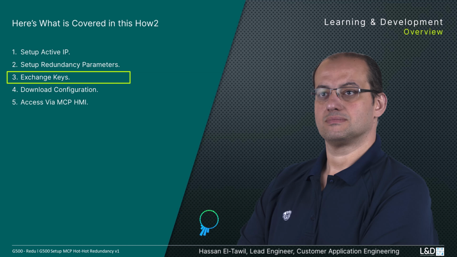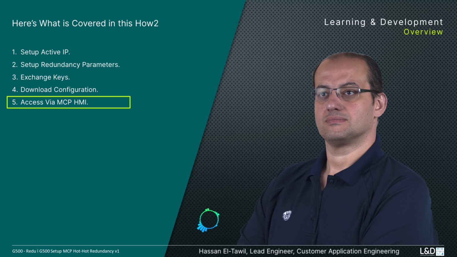And finally, we're gonna show you a download of the configuration using DSAS and/or the DS Agile Studio configuration tool. Also, we're gonna connect a UR relay and just show you the UR relay communicating with the two G500s on the active IP address toward the end, and of course accessing the MCP HMI. All right, so let's get to it.